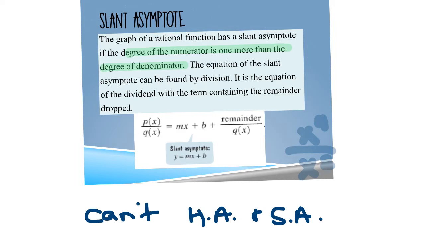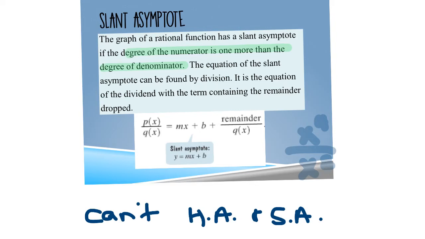So you can have horizontal and vertical, and slant and vertical. You can't have horizontal and slant together. Does that make sense? You can't have horizontal and slant, because if the numerator is bigger than the denominator, there's no horizontal, right? And it has to be 1 bigger than the denominator for it to have slant.